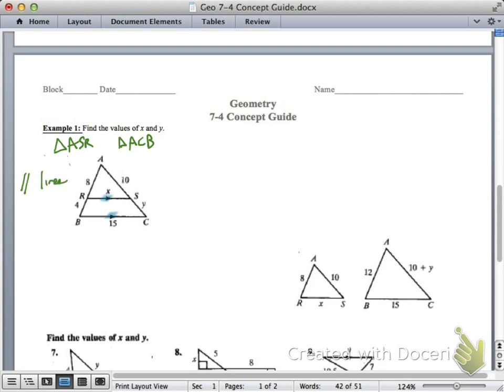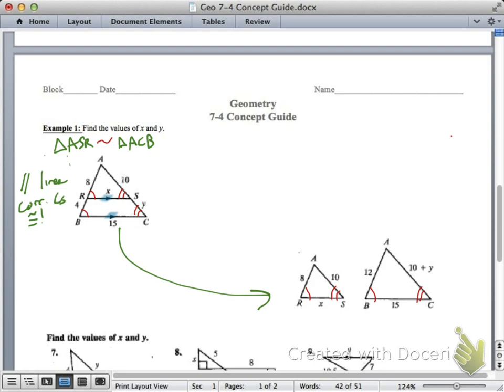Now, are they similar? Well, because we have parallel lines, we have corresponding angles that are congruent. They both share angle A up at the top. So yes, we have similar triangles, not congruent triangles, similar triangles. Now, something that's going to help you, especially when the triangles are kind of blended together, is to redraw them like we have over here.